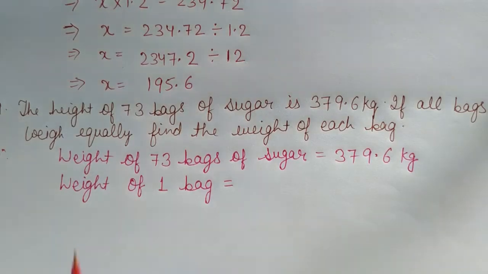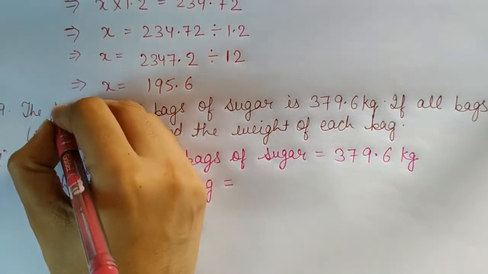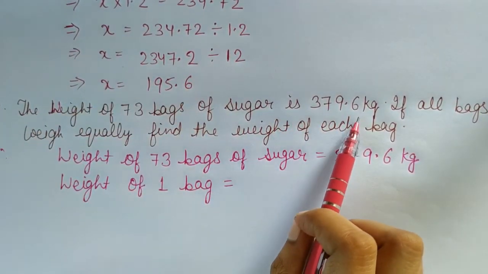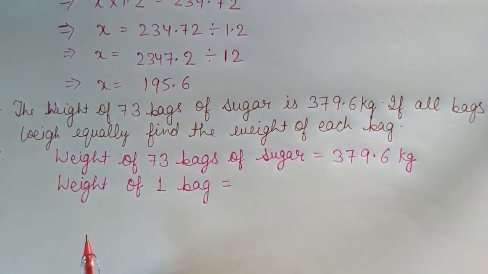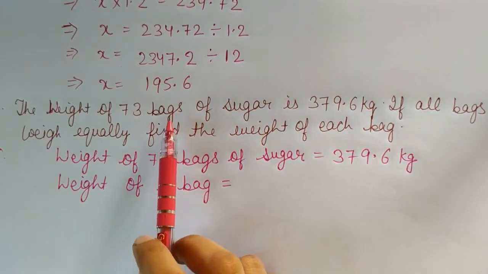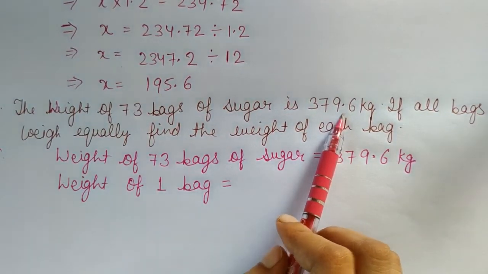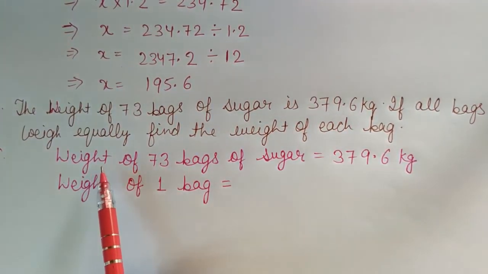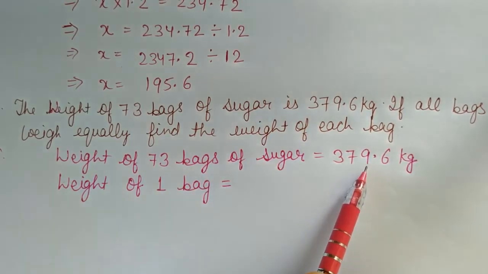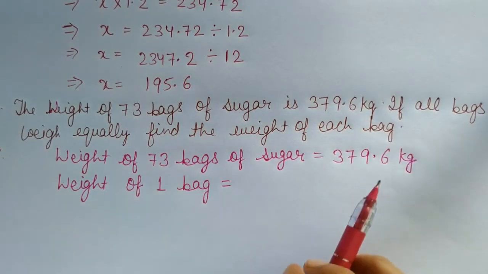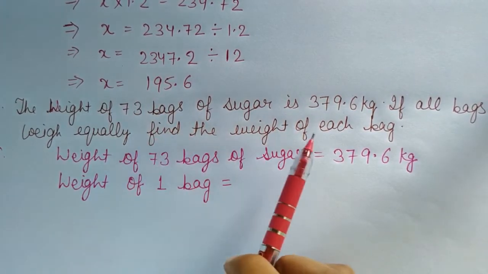Now our next question, question number 9: the weight of 73 bags of sugar is 379.6 kg. If all bags weigh equally, find the weight of each bag. There are 73 bags and the weight of these 73 bags is 379.6 kg. So first of all we will write whatever we are given, that is, the weight of 73 bags of sugar is equal to 379.6 kg. Now we are asked that if all bags weigh equally, find the weight of each bag.